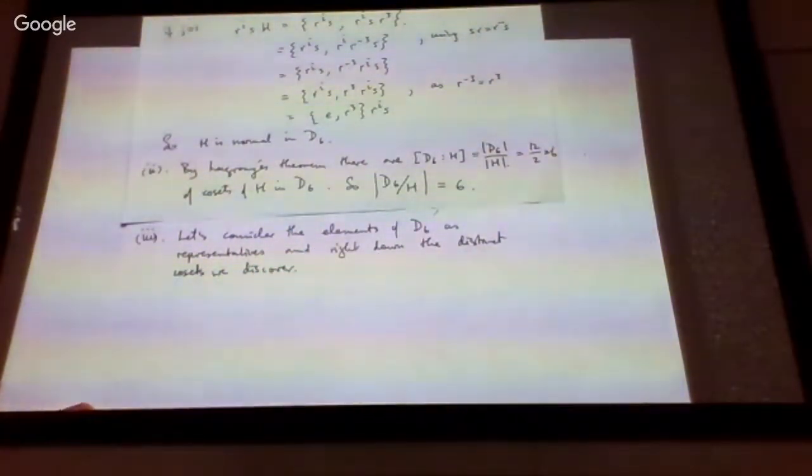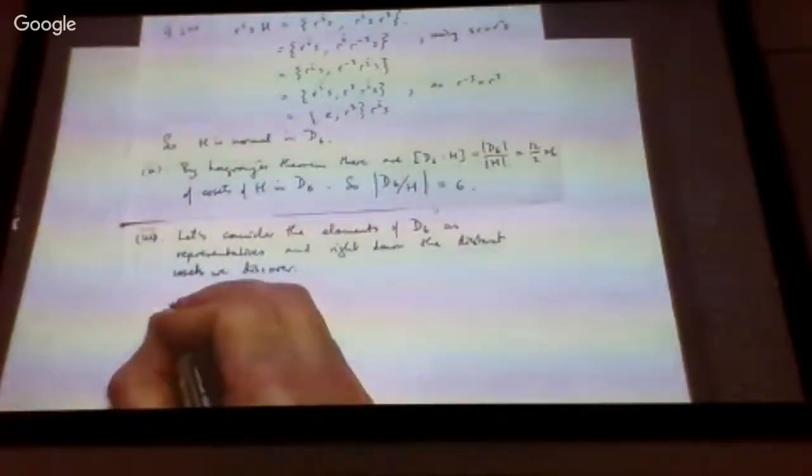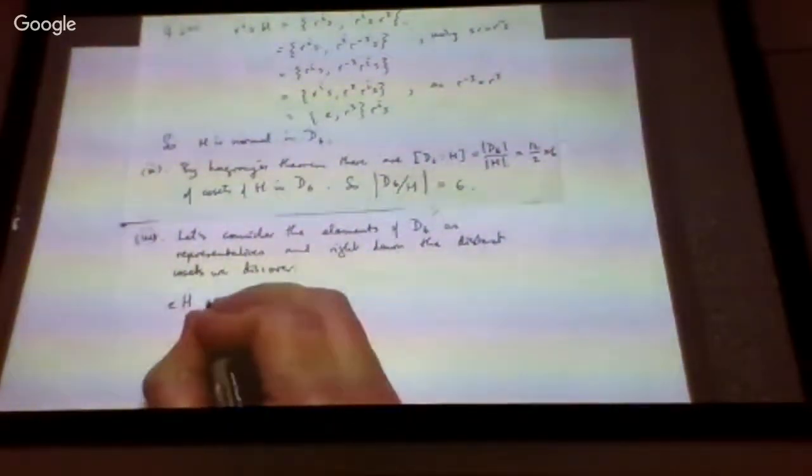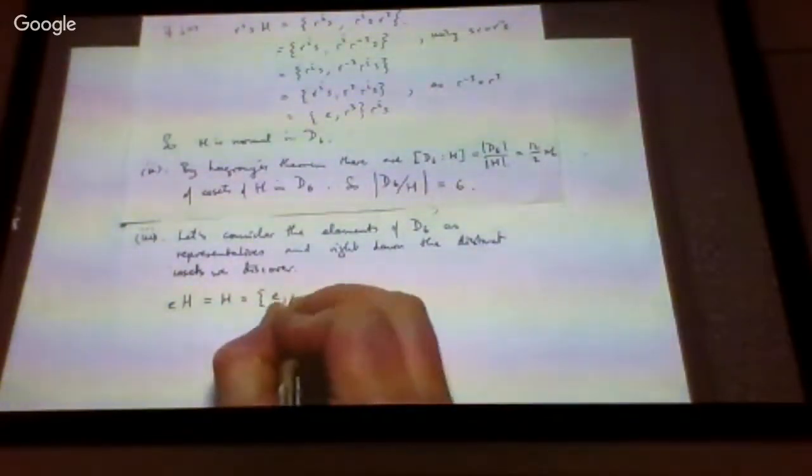So what's the first element I should choose? There's one and only one answer. The identity. So let's choose the identity element as the left coset. It's clearly going to be equal to H, and its elements are the identity and R cubed.